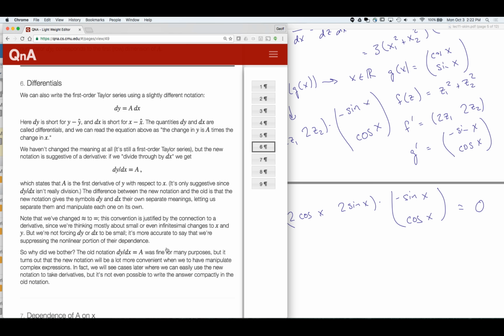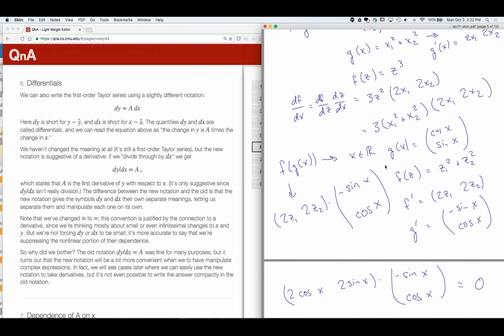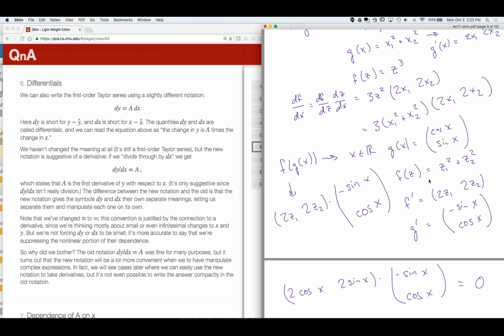There's a bunch of questions in this example here about why z1 is cosine of x. Okay, so we're doing f of g of x, right? So g of x is cosine of x, sine of x. And then f of z, f is a function that takes a two-element vector as an argument, and z1 becomes the first element of that vector, z2 becomes the second element of that vector.